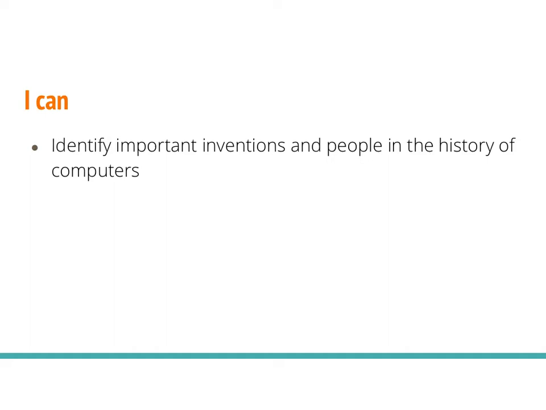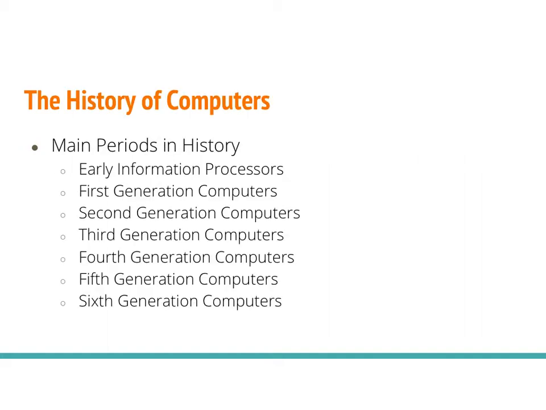So in this video, we'll be walking through the important inventions and people in the history of computers. Now listed on the screen are the main periods in history that we're going to be covering. We're going to start with early information processors, so before computers started, and then we're going to talk about the first computers as well as talk about how computers have transitioned all the way through what computers really look like today. And if you follow along in your notes packet, you'll be able to fill in all of the key information for each generation as we walk through the notes.